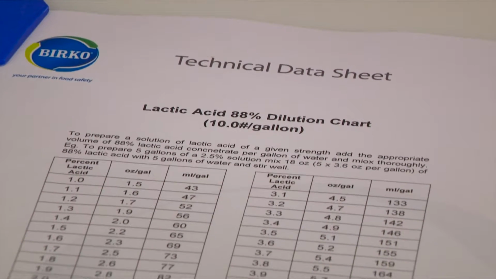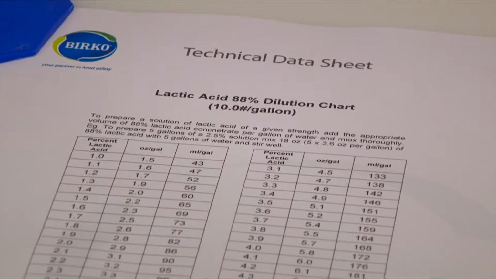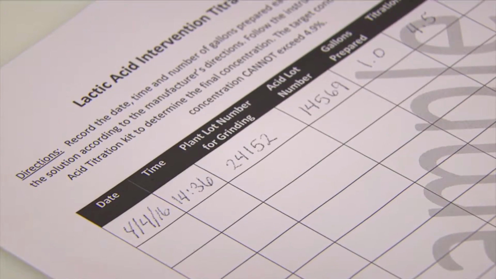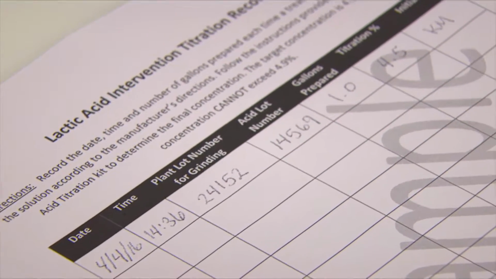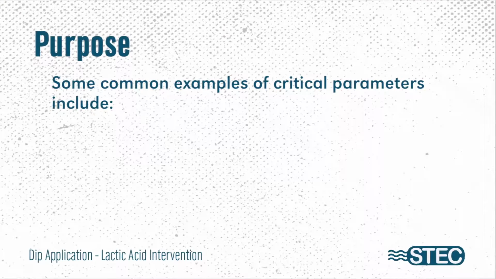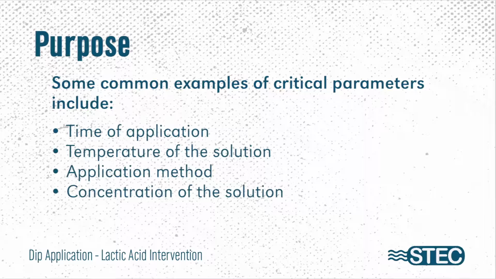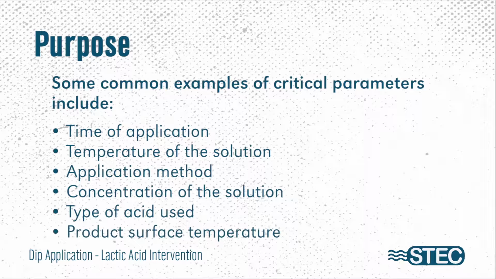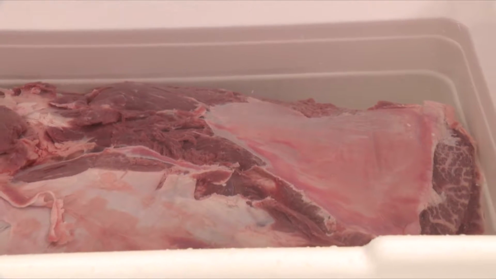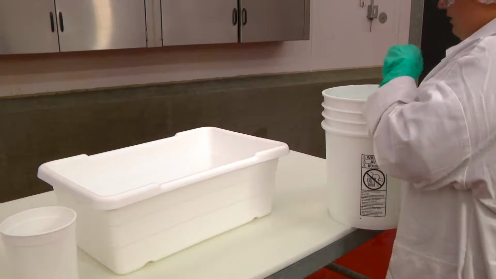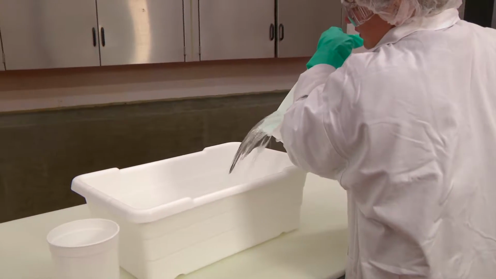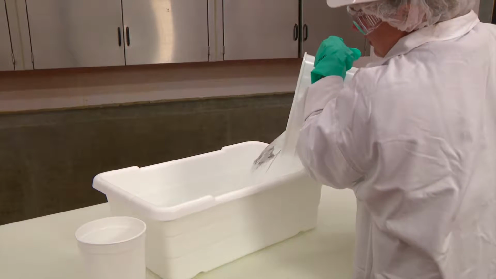Other organic acids and appropriate supporting documentation for application can be used for the reduction of STEC. It is very important that the critical parameters used by the operation match those in the supporting documentation. Some common examples of critical parameters include time of application, temperature of the solution, application method, concentration of the solution, and the type of acid used. Product surface temperature may also be identified as a critical parameter. One note on the dipping method is, when compared to a hand spraying method, a greater volume of lactic acid will be used because larger quantities of lactic acid solution may be needed to ensure product coverage.